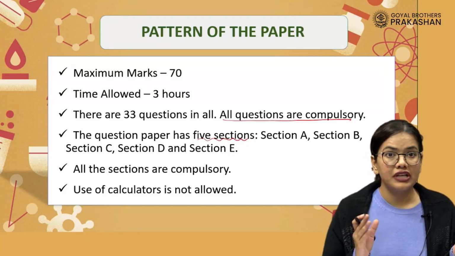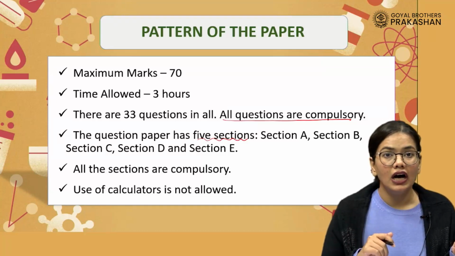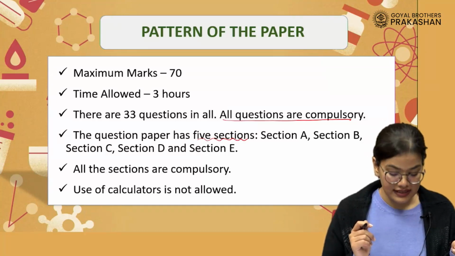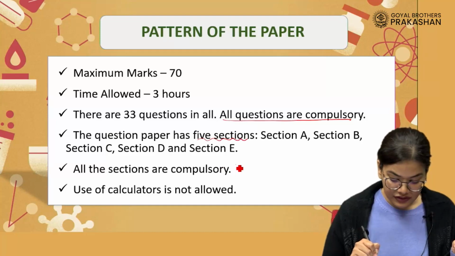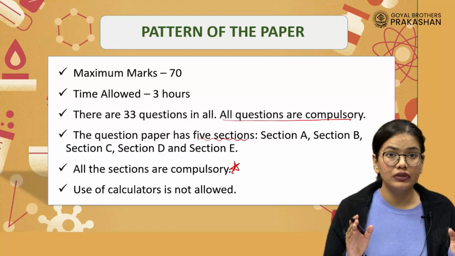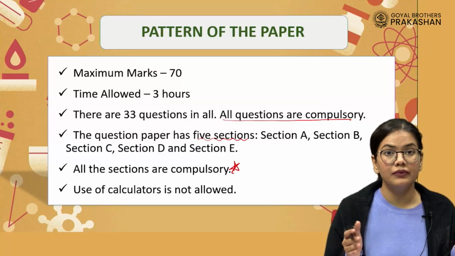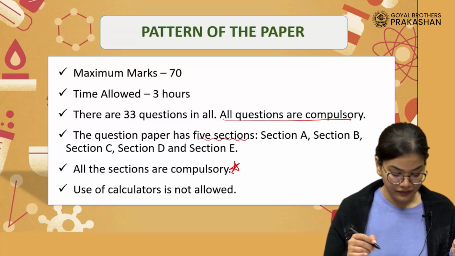Your sections A, B, C, D, E are 5 different sections and they carry different marks. We will discuss how much marks is allocated to each section. Then all sections are compulsory. It is very important you understand that you have to attempt all these sections. Choices are internal, they are within the section, within the question.